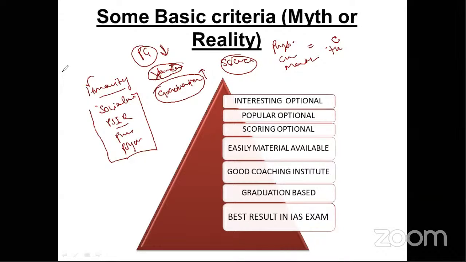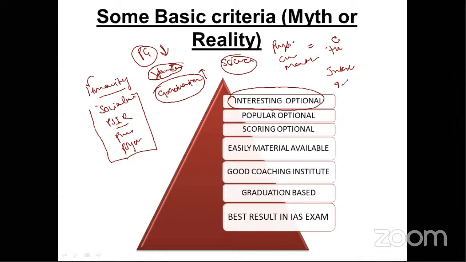Okay, so these are some of the points. When you ask someone how to choose an optional subject, people will suggest an interesting optional. The first important thing is an interesting optional, and I consider this point very important. You must have an interest, because you have to give 4.5 to 5 months to your optional subject. If you have no interest in the subject, then obviously you will not be able to continue with the same subject for 4 to 5 months.